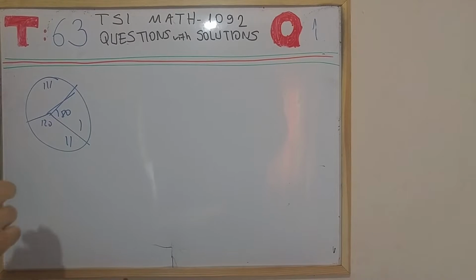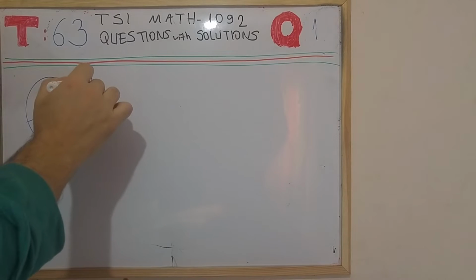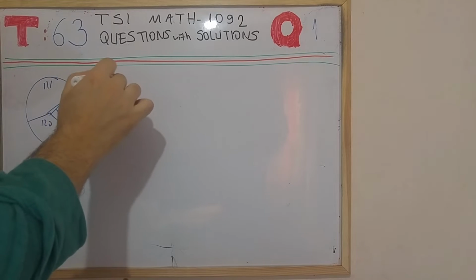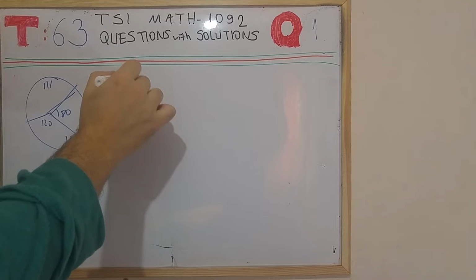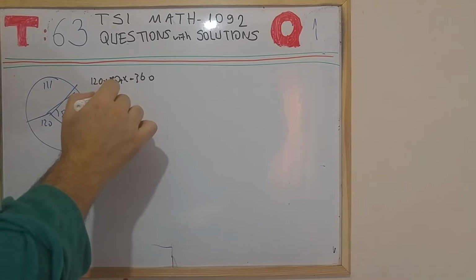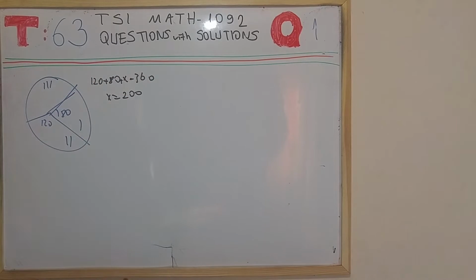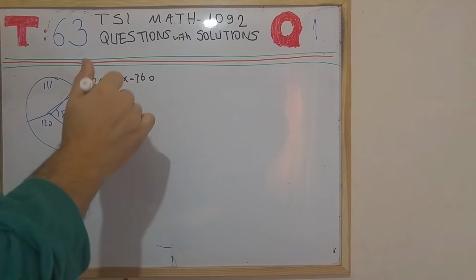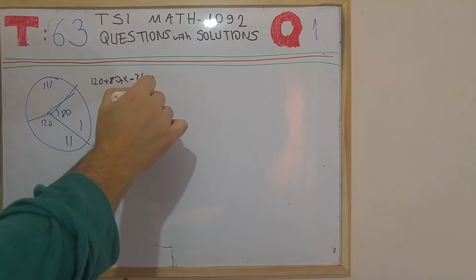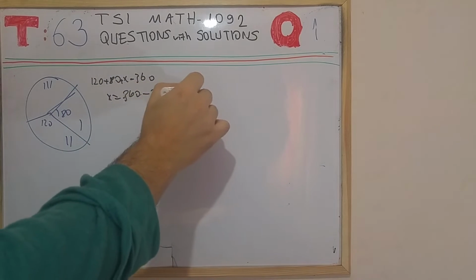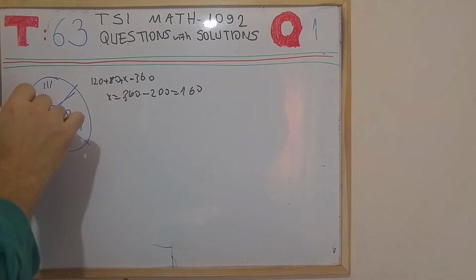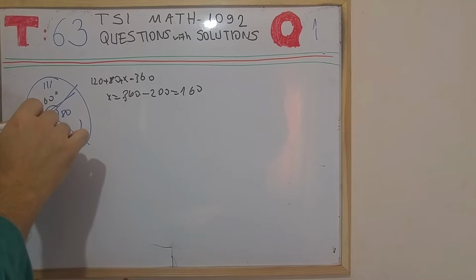Under these conditions, 360 must be completed, so 120 plus 80 plus, let me say, x must be equal to 360, so x must be equal to 360 minus 200, that is equal to 160 degrees. So we found that this angle is equal to 160 degrees.